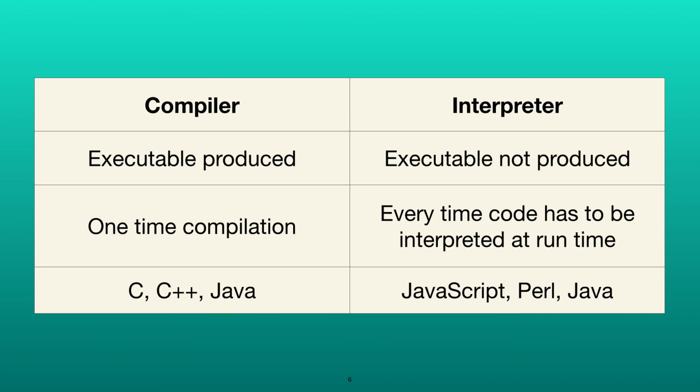Then C, C++, and Java are examples of languages which use compilers to produce machine language code, and JavaScript, Perl, and Java are examples of languages which use interpreters. Now if you see here, I have written Java in both of the columns. That says Java uses a compiler and also an interpreter. For some part of the Java code we use compilers, and for some part of the Java code we use interpreters.